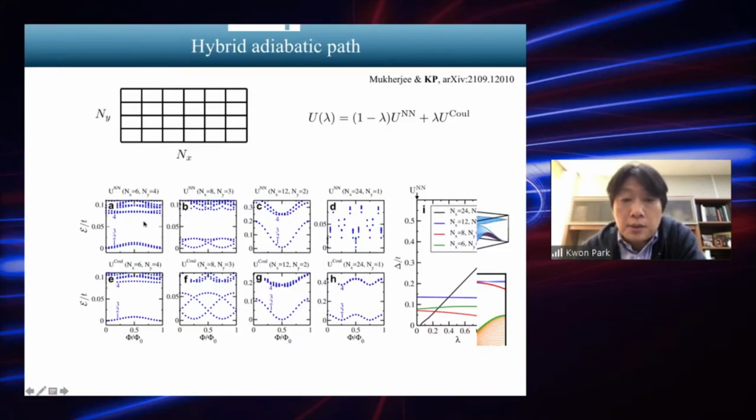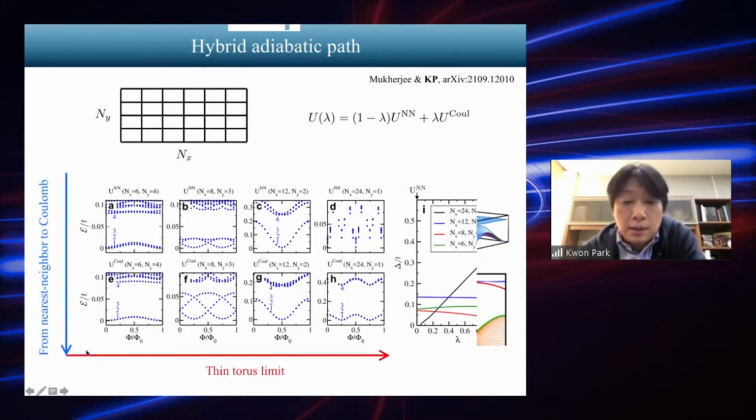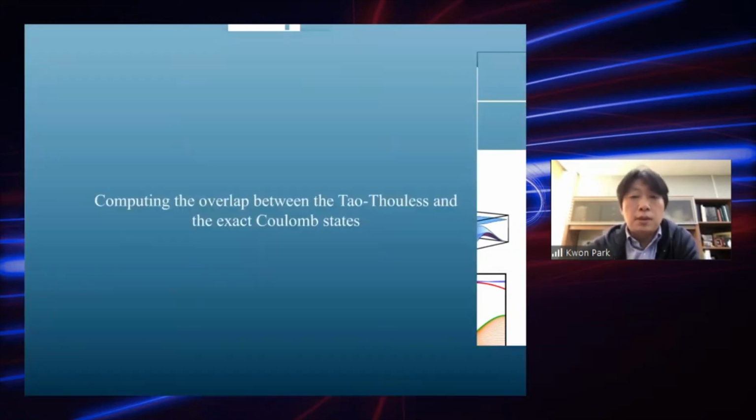So, as I said, if you just take the naive thin torus limit in the nearest neighbor interaction, the gap collapses. So our plan is that we first go from nearest neighbor interaction to the Coulomb interaction, and then take the thin torus limit. By doing this, we can go from here to here without closing the gap and go directly to the thin torus limit, the topological state. And that's very good.